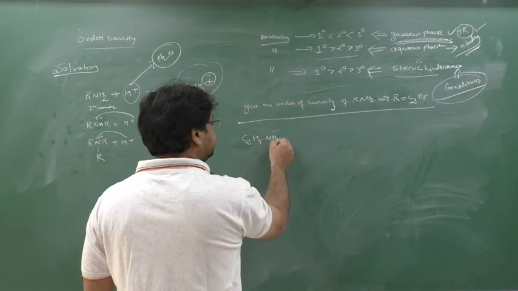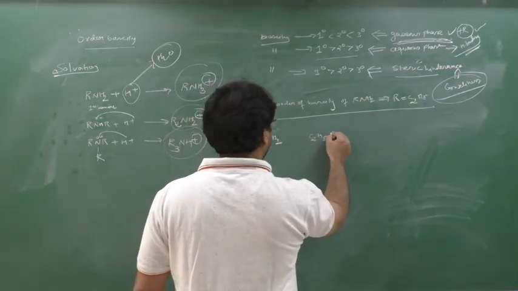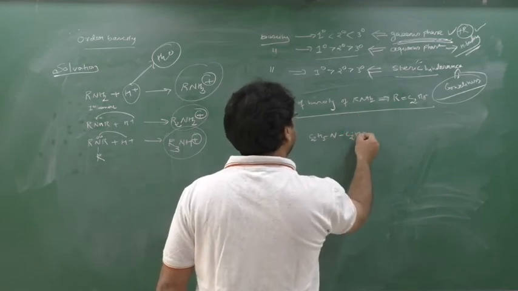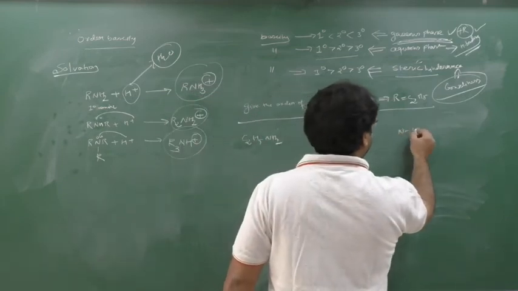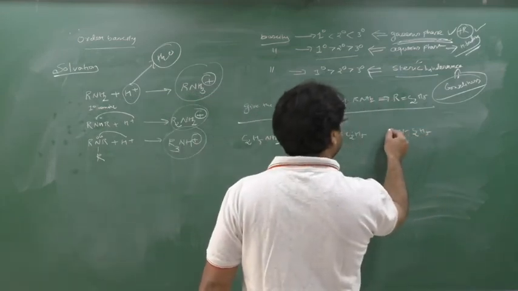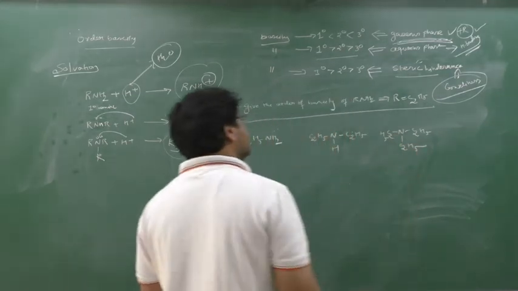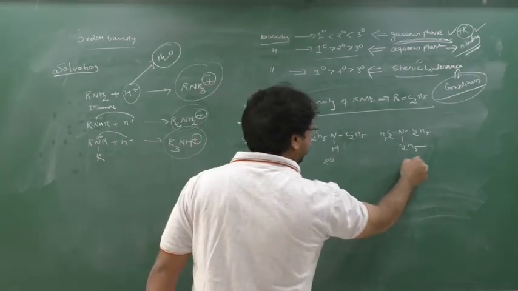C2H5 NH2. Okay. C2H5N, here also C2H5, here N, H. Yes or no? Here N, C2H5, C2H5, C2H5. Clear? So this is 1 degree now. This is 2 degree. This is 3 degree. Okay.